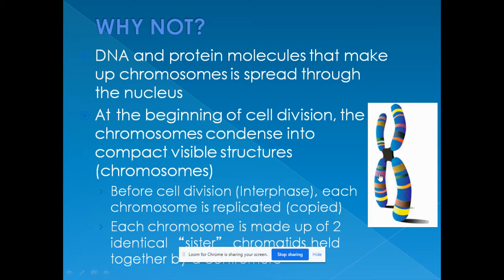So there are many different genes with different functions in parts of your DNA, referring to chromosomes. Before cell division, or the interphase, each chromosome is replicated. I told you before, the chromosomes are replicated during the interphase. Each chromosome is made up of two identical sister chromatids held together by the centromere. So one chromatid right here, another chromatid right here, and this place in the middle, the black spot in the middle, that's what we call the centromere that holds the two chromatids to make the chromosome.